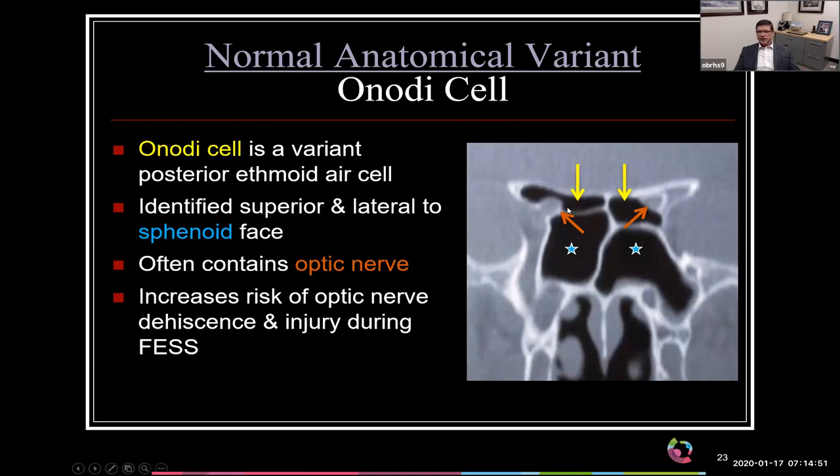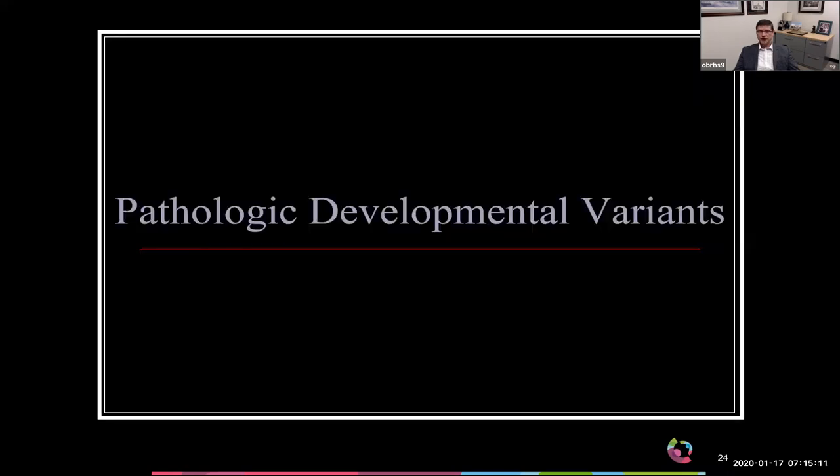So an Onodi cell is identified as superior and lateral to the sphenoid. So this is a variant posterior ethmoid air cell that extends superior and lateral to the sphenoid sinus. And it's important because it often contains the optic nerve, and there's an increased risk of optic nerve dehiscence and injury during functional endoscopic sinus surgery.